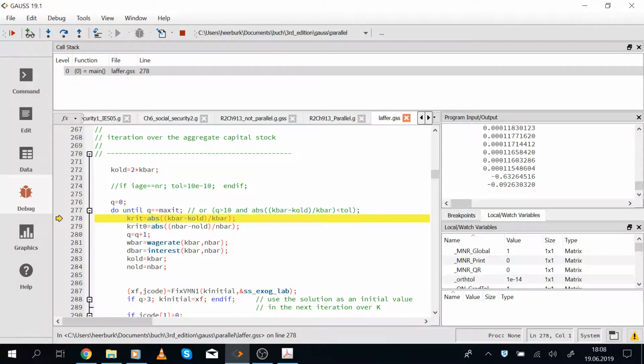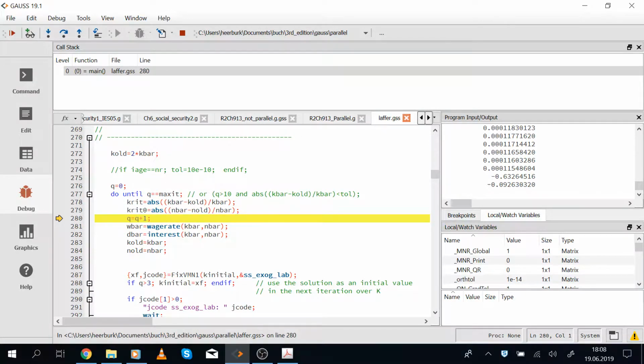So we start with our guess of K bar, which comes from the Ramsey model, and compute our criterion to see if we are close to the solution or not. And of course we have specified K old and N old in such a way that this criterion is equal to 1, so that it's not close to 0. And we iterate over this capital stock a maximum of 50 times.